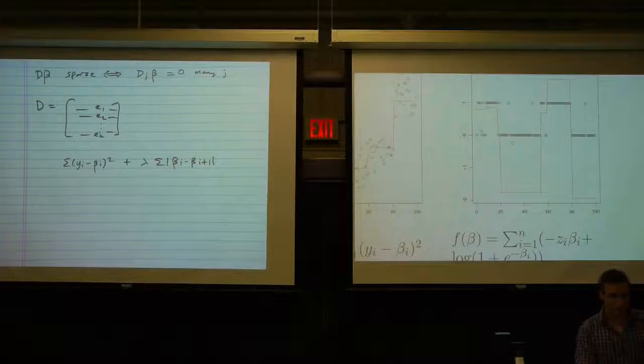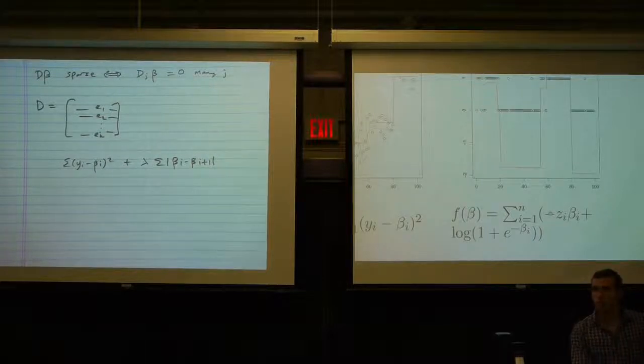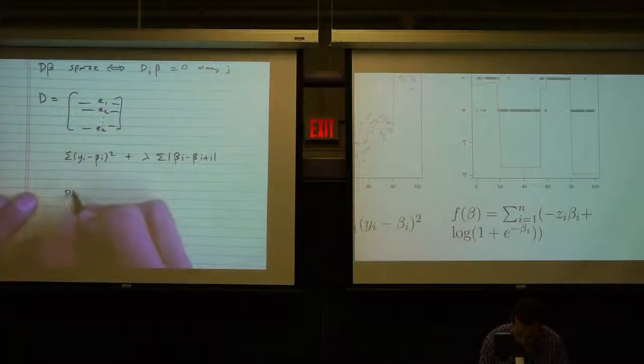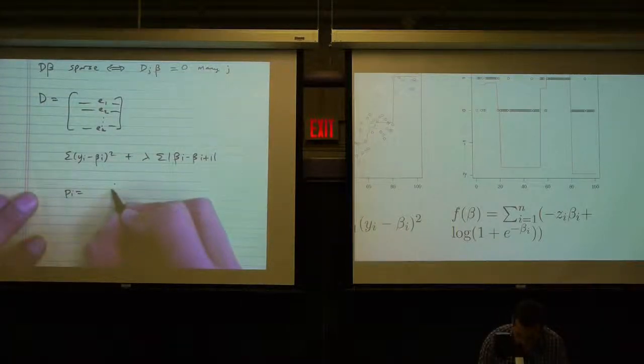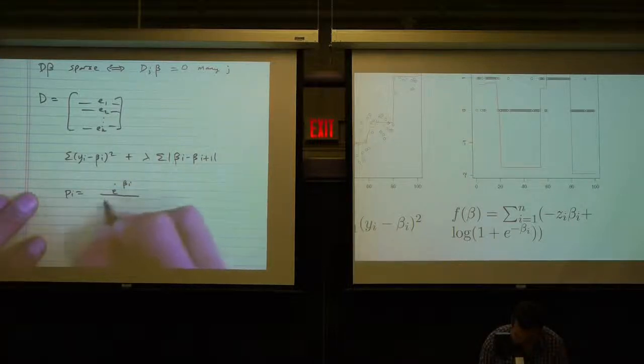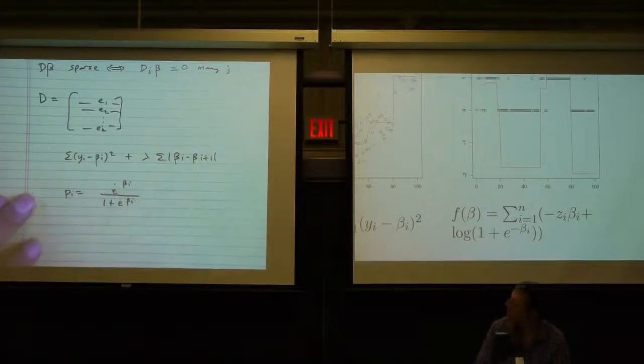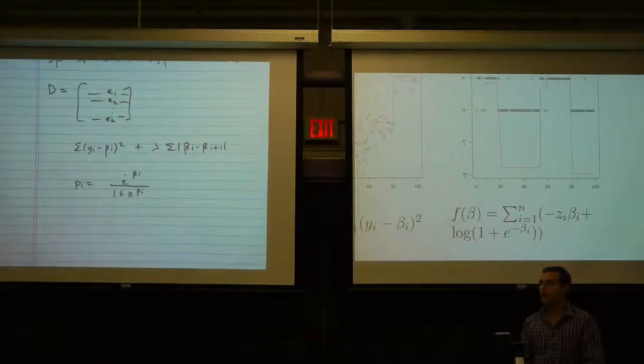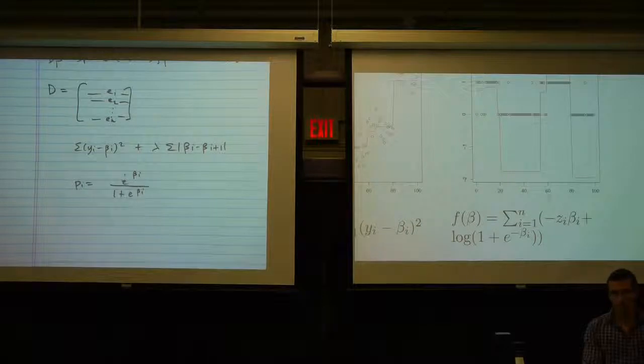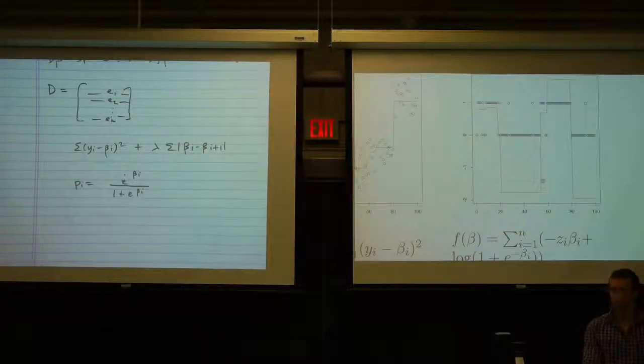Here I have binary data, so I observe either zeros or ones. And I'm choosing f to be logistic regression loss. So actually I'm writing them here as z, which means that to every point I'm assigning a probability pi, which is given by e to the beta i over 1 plus e to the beta i. And I'm choosing beta i so that I best match the probabilities to those binary outcomes that I observe. And I want the underlying probabilities to be piecewise constant. In other words, I want the underlying betas to be piecewise constant.